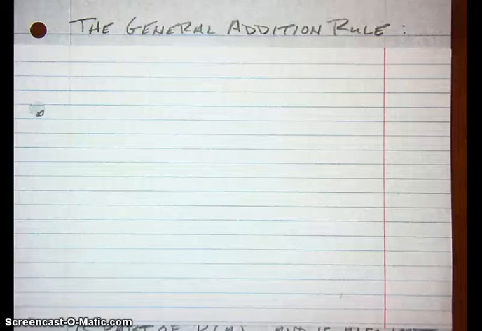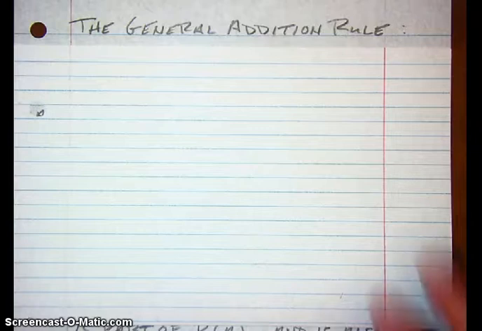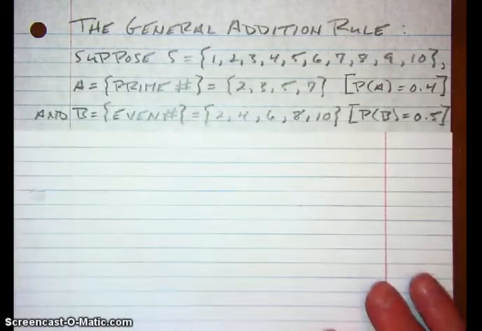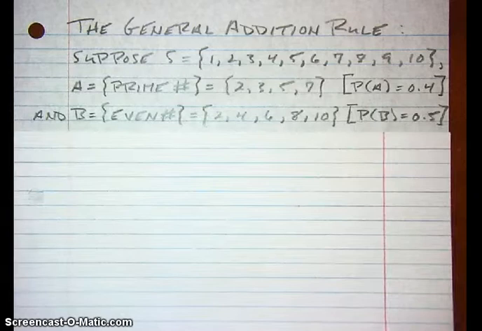We've already looked at the addition rule for disjoint events. In a lot of situations, though, you'll be working with two events that are not disjoint, and we need a more general rule that would apply to that situation. And this is how we're going to get it. Let's look at the example we've been working on in several videos now.